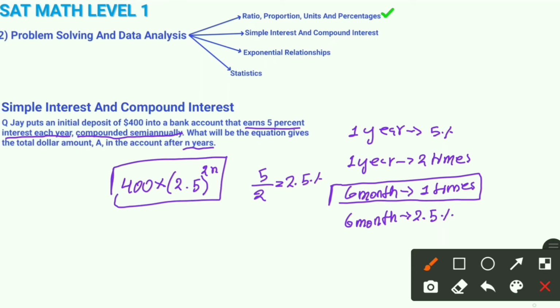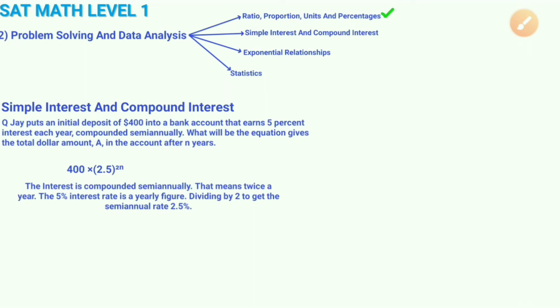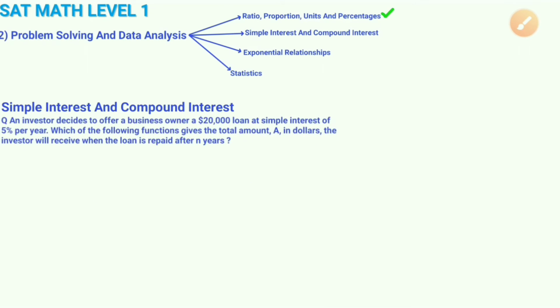This is the formula. Okay, and the interest is compounded semi-annually. That means twice a year. The 5% interest is a yearly figure, dividing by 2 to get the semi-annual rate 2.5%.